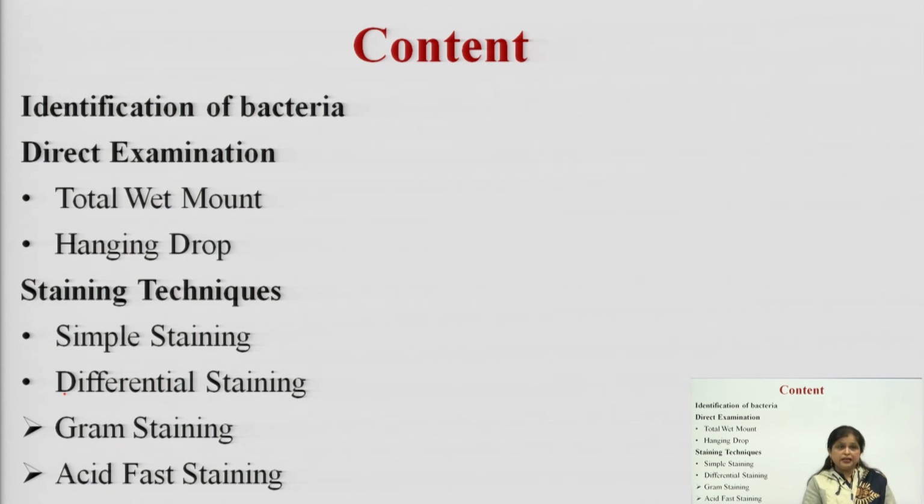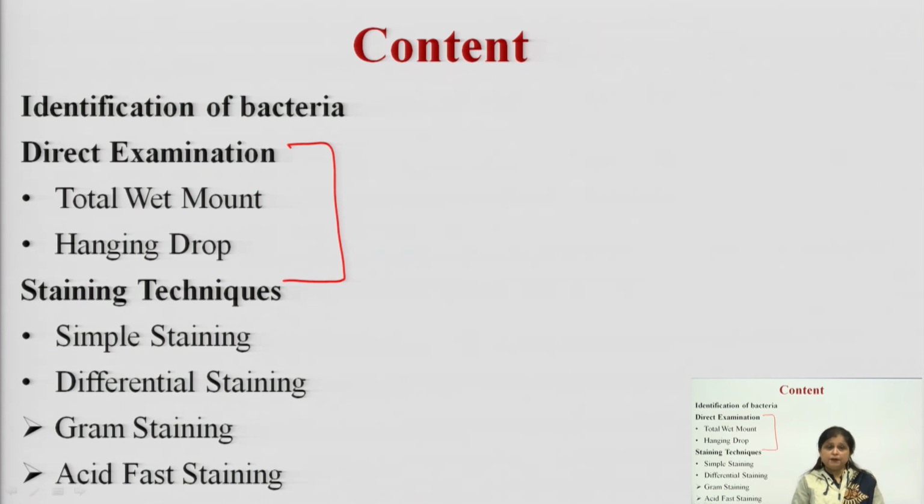In the previous lecture, I told you about the direct examination, how to directly examine the microorganisms using the total wet mount method and hanging drop technique. I told you how to see live microorganisms without using any staining reagent, but if we are going for bright field microscopy, then we have to add staining reagent if the microorganisms are transparent in nature. If we have colored microorganisms and want to see them live under bright field, those cells must be colored. Colored cells can be observed.